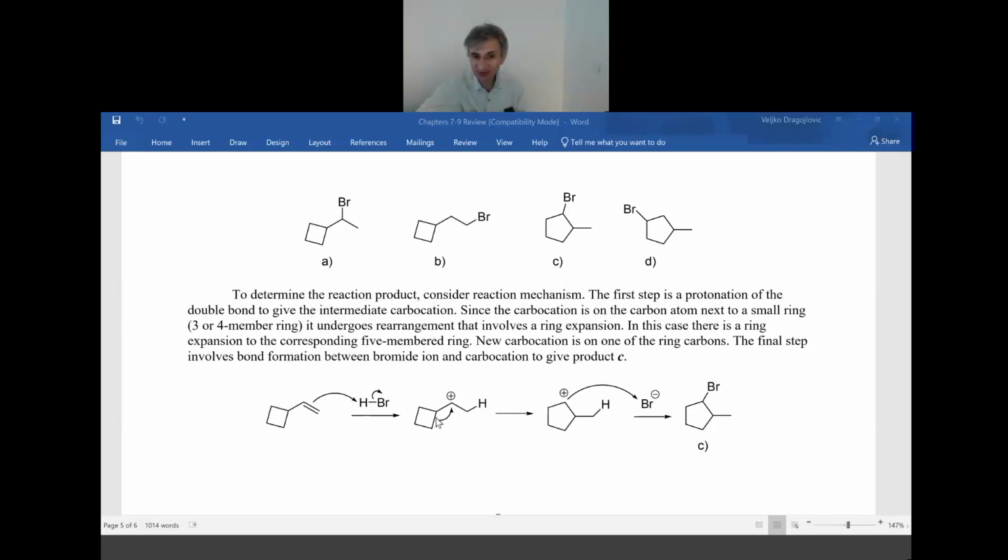And because this bond has moved from the ring, the electron deficient carbocation will now be the carbon of the ring next to this substituent, next to where this bond has moved. And then reaction of this newly formed rearranged carbocation with the nucleophile gives the final product. So the correct answer is C. So make sure that you know this whole process of the rearrangement and how to identify the product.